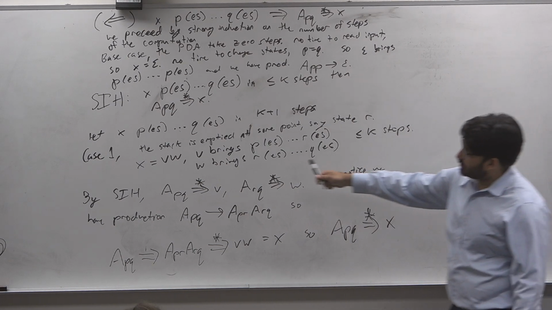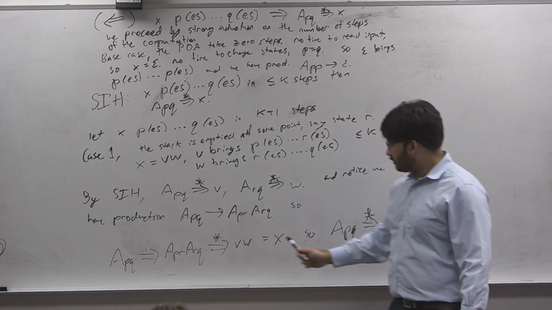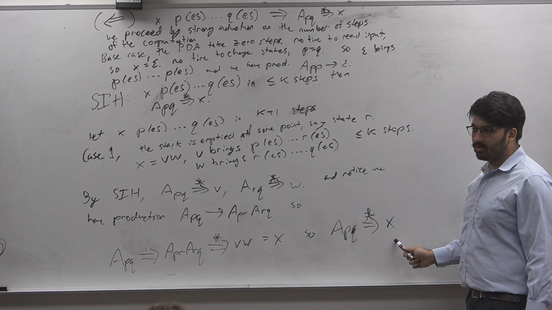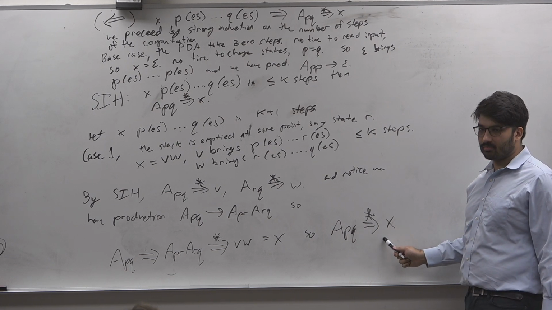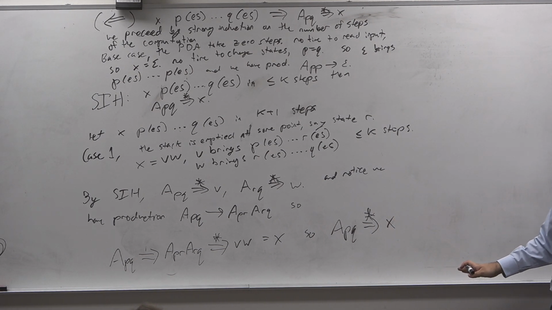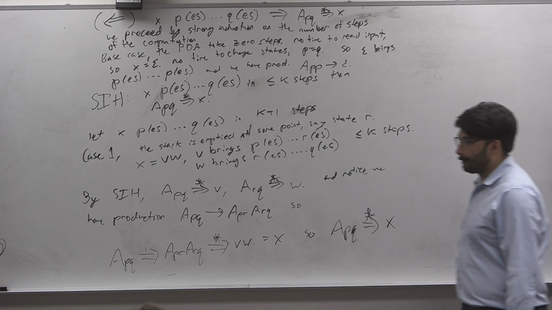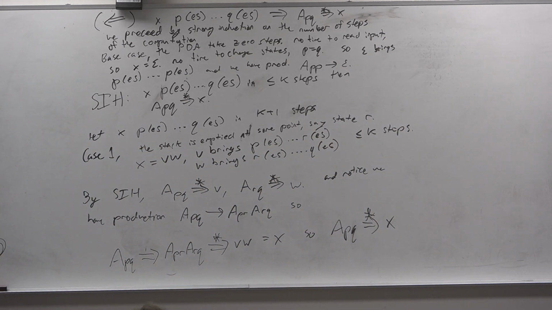Again, assume x brings P to Q, empty stack to empty stack. We prove that A_PQ, the non-terminal, must produce this string x. Questions on this case 1? We're almost done. We have now a second case to go.